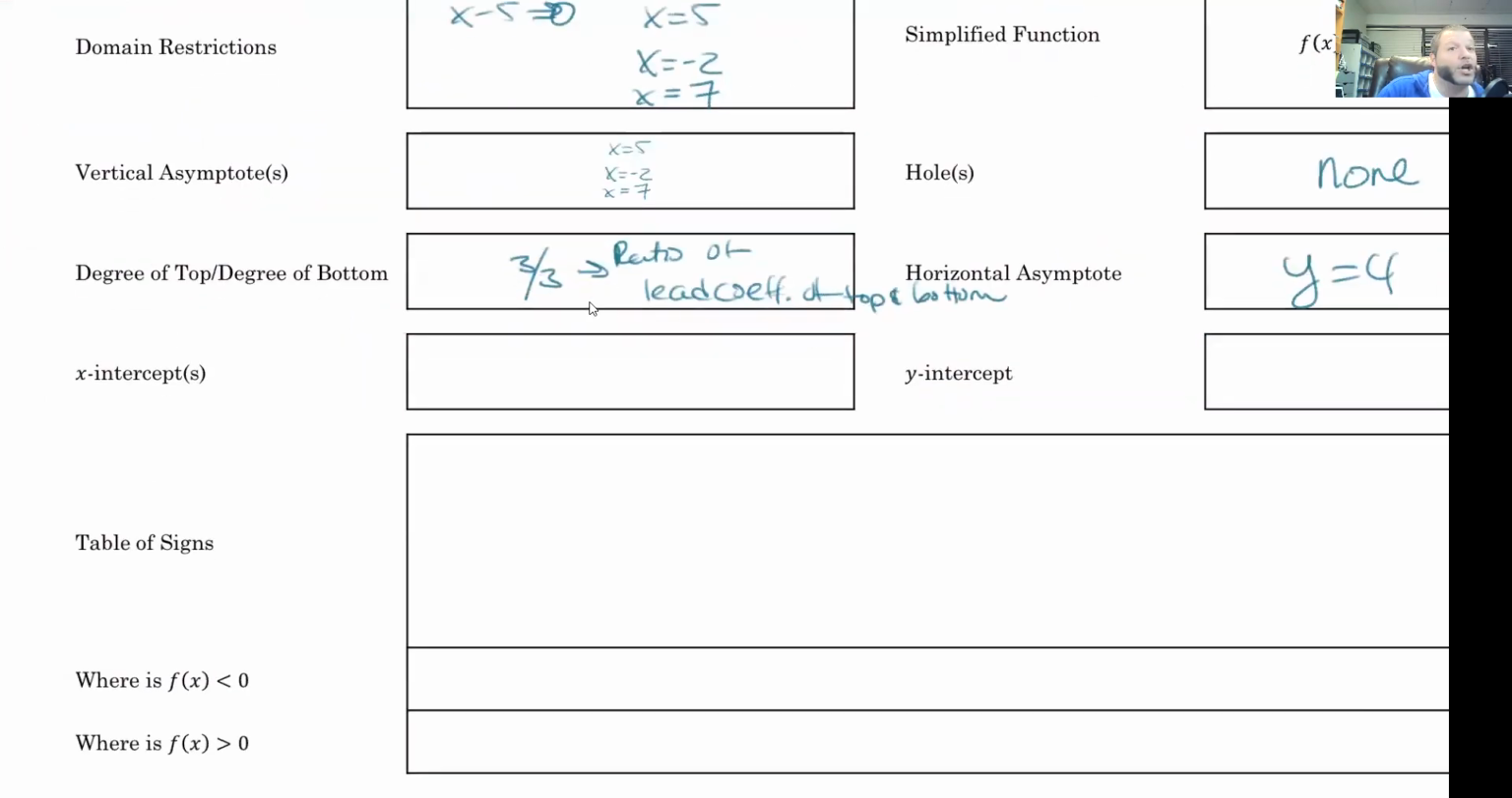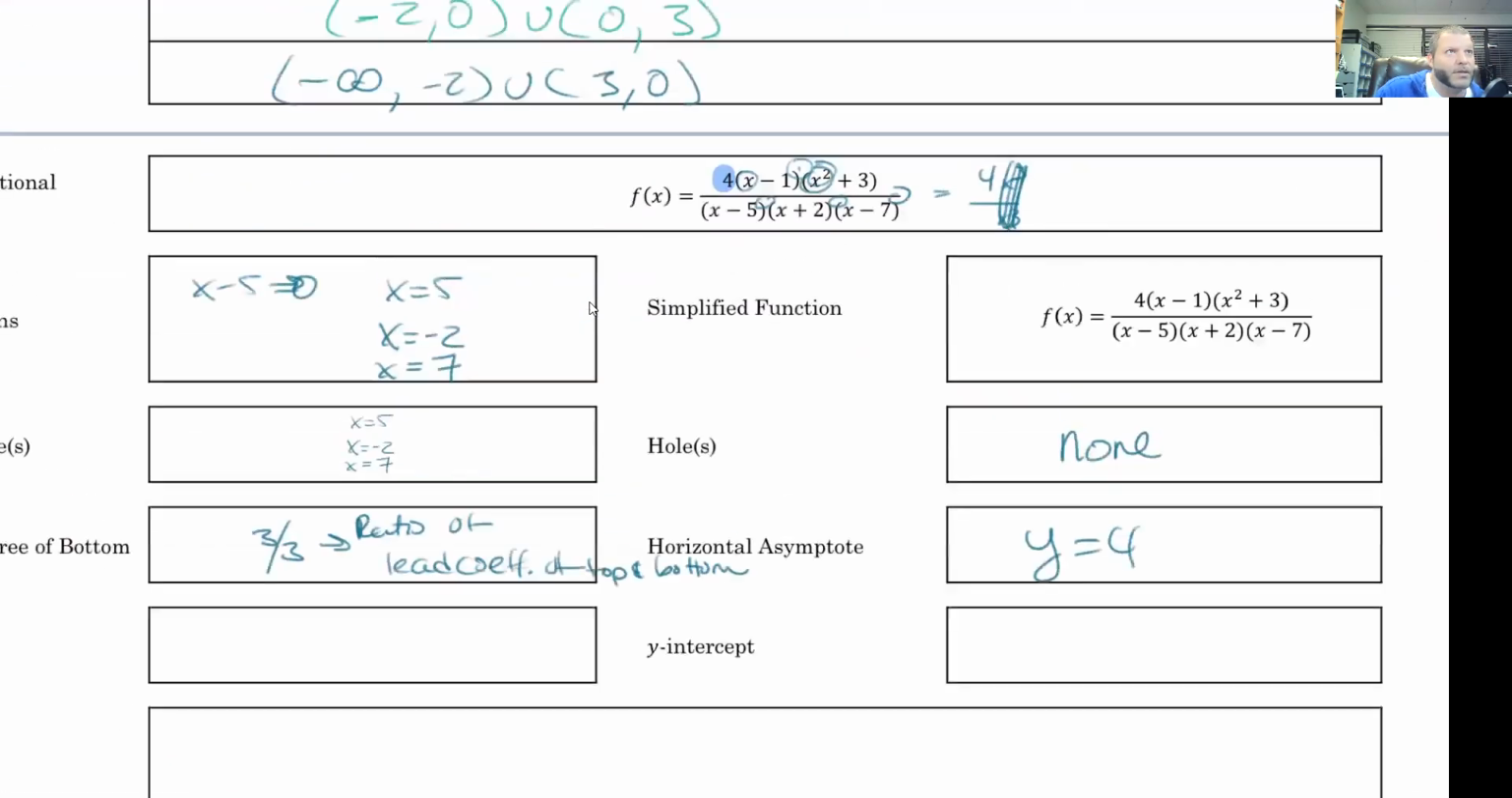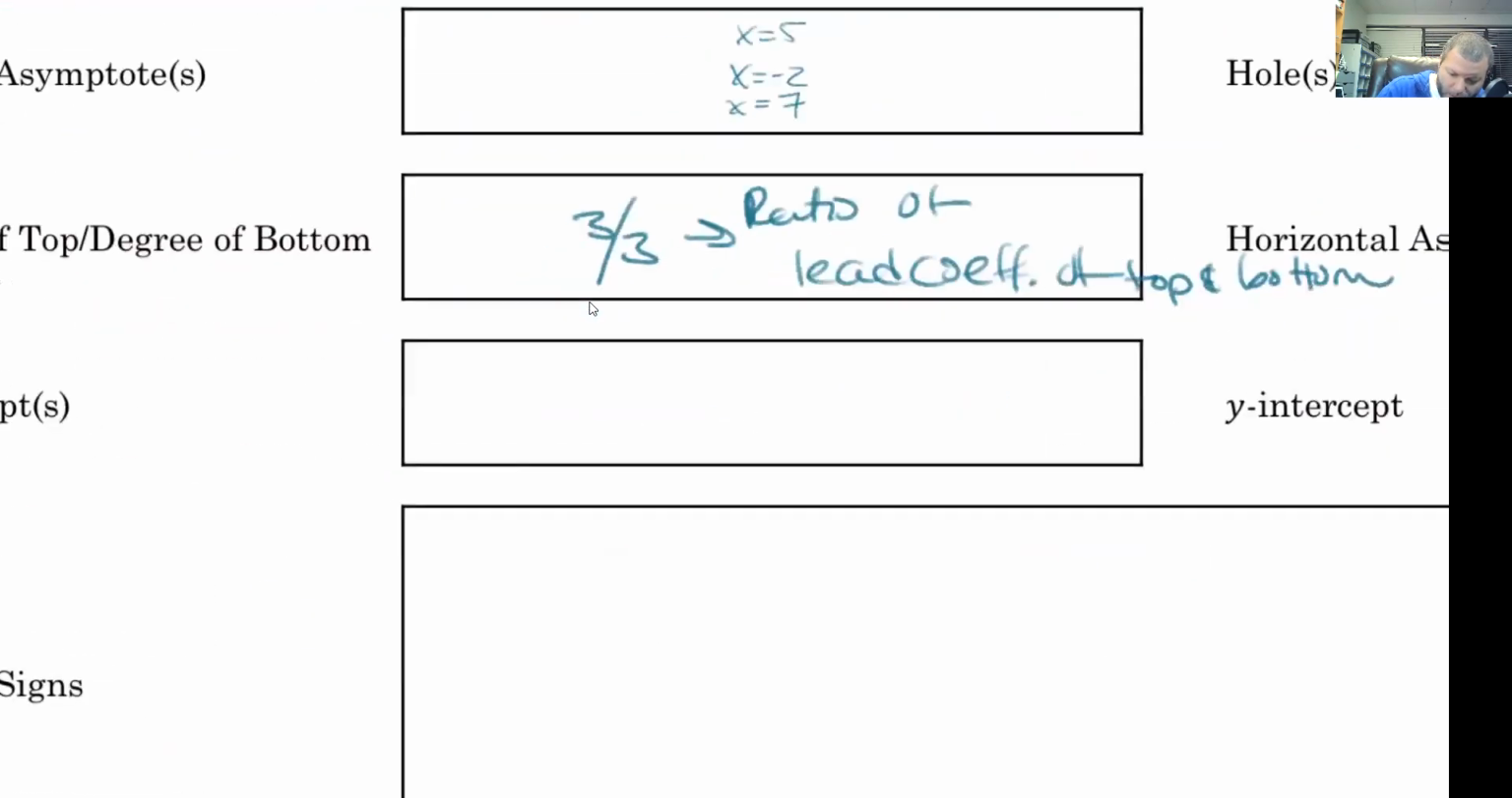Our x-intercepts are going to occur wherever the numerator is equal to 0. So x minus 1 could be 0, so x equals 1, or 1, 0 is an x-intercept. X squared plus 3 equals 0, never.